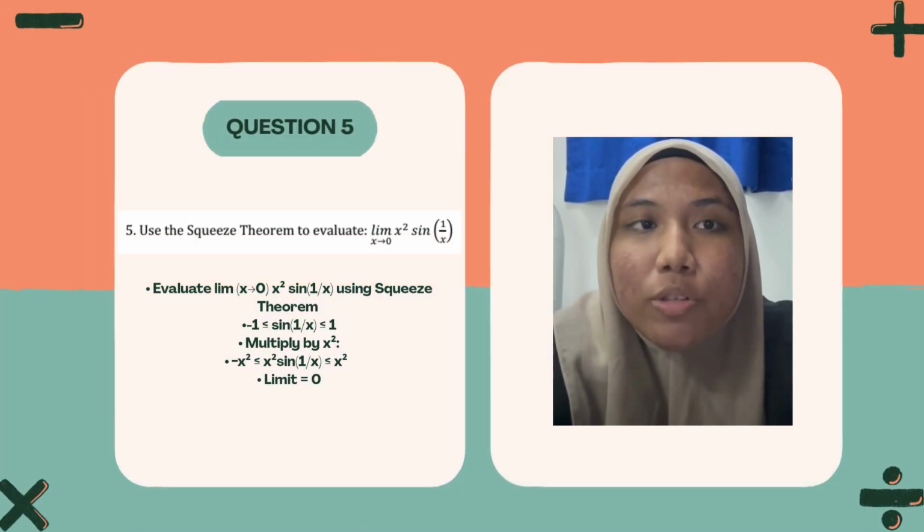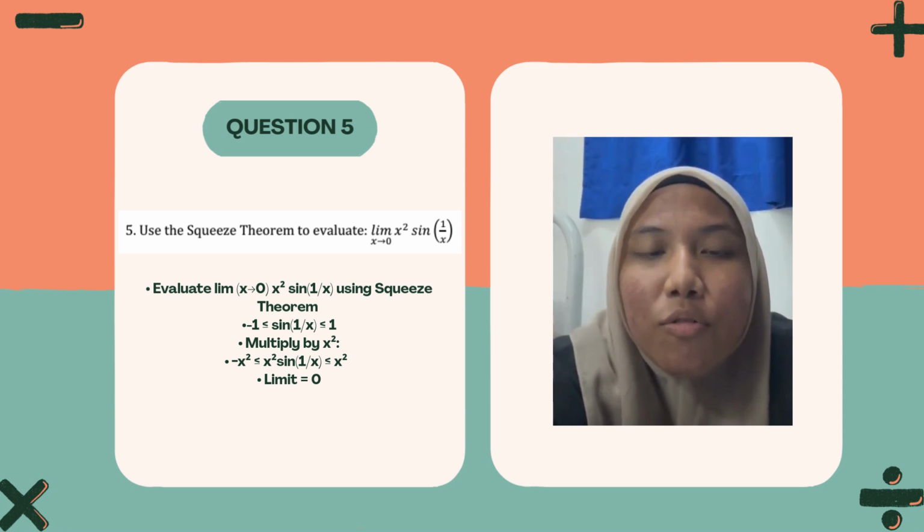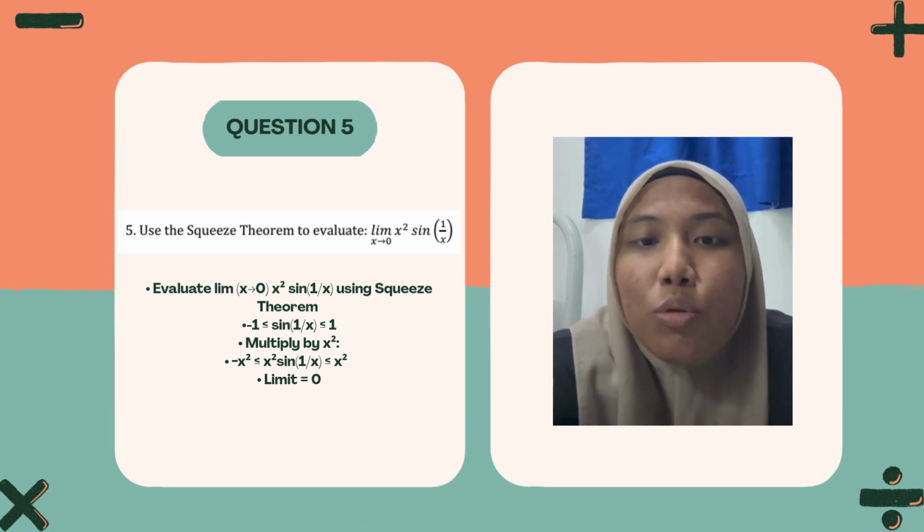Question 5. Use the squeeze theorem to evaluate the limit of x times the square root of sin 1 divided by x. For the last problem, we need to evaluate the limit of x times the square root of sin 1 divided by x as x approaches 0. We use the squeeze theorem. We know that sine is always between negative 1 and 1. So, by the squeeze theorem, the limit equals 0.